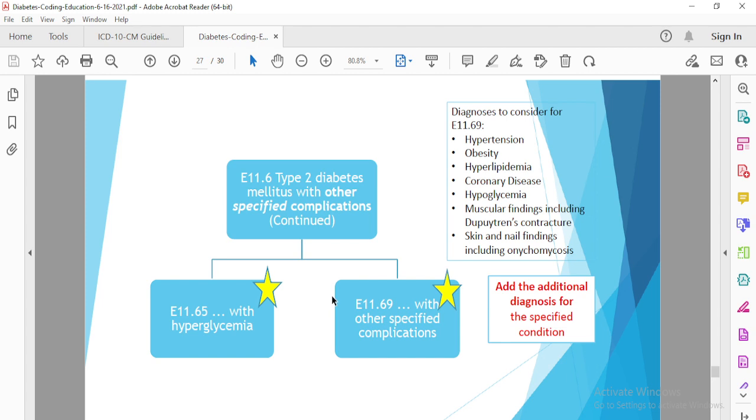So if you see here, E11.6 type 2 diabetes mellitus with other specified complications. Here we have E11.65 with hyperglycemia, E11.69 with other specified complications. So we need to understand here what the other specified complications are. For example, if the patient has diabetes mellitus with hypertension, how do we code? We need to code E11.69 and I10 hypertension code. Yes, I10 will provide more specificity.